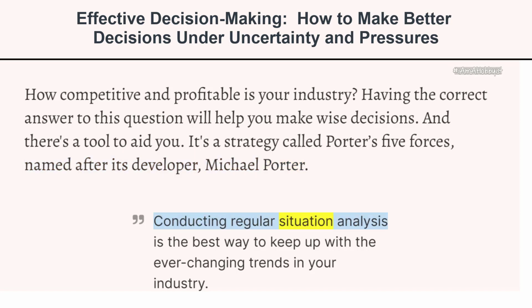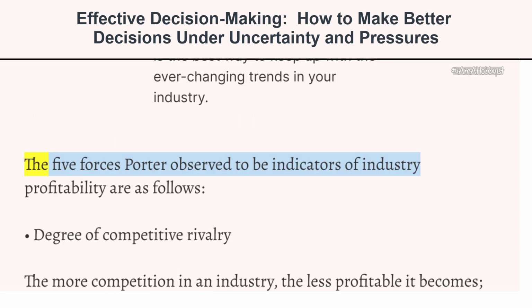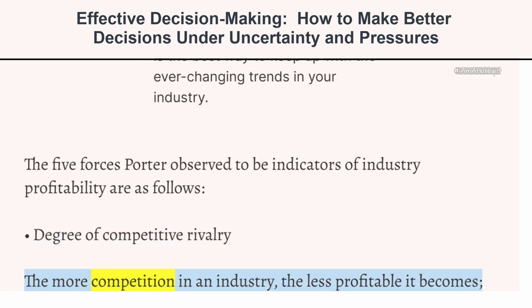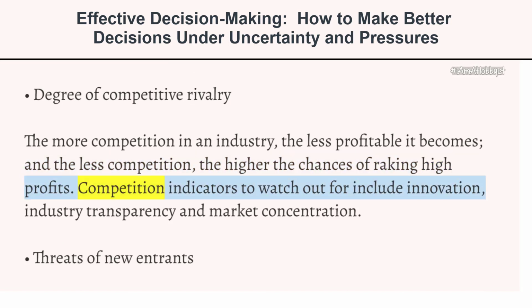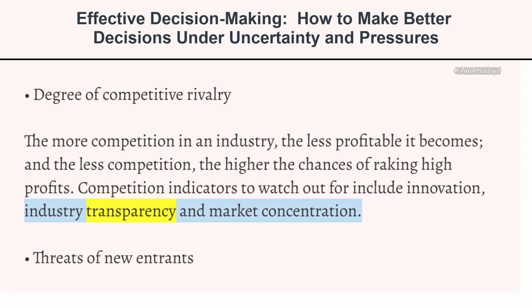Conducting regular situation analysis is the best way to keep up with the ever-changing trends in your industry. The 5 forces Porter observed to be indicators of industry profitability are as follows: degree of competitive rivalry. The more competition in an industry, the less profitable it becomes, and the less competition, the higher the chances of raking in high profits. Competition indicators to watch out for include innovation, industry transparency, and market concentration.